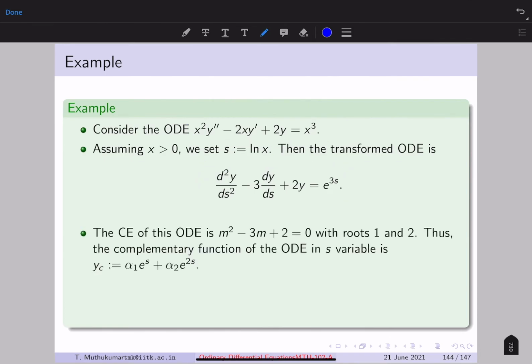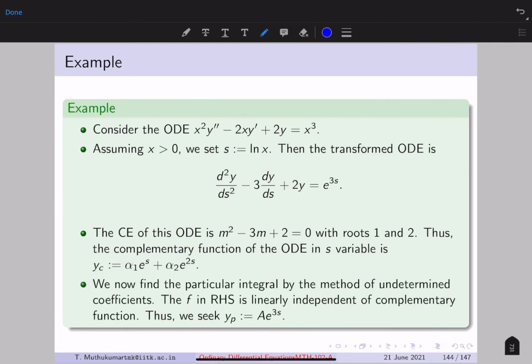If you look at the characteristic equation corresponding to this ODE, you get a second order equation with roots 1 and 2. So the corresponding complementary function is a linear combination of e power 1s and e power 2s, which is this. So now we can use the method of undetermined coefficients. You can also use the method of variation of parameters.